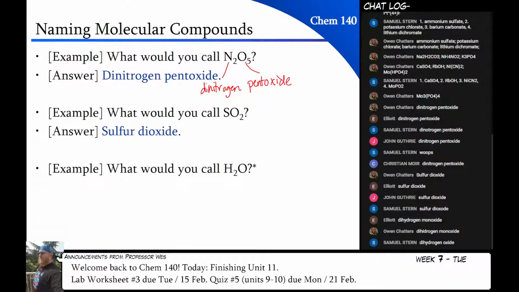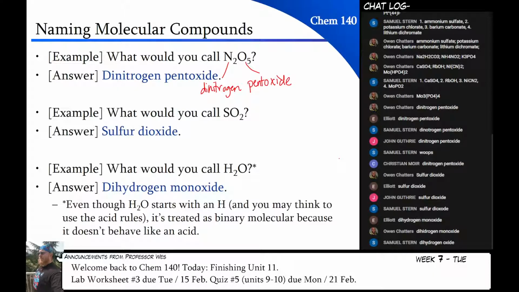All right, so there's 2 hydrogens, so that's dihydrogen. There's 1 oxygen, so that's monoxide. So we are all set there.